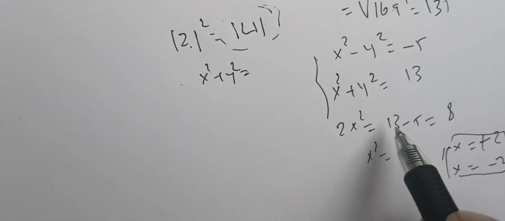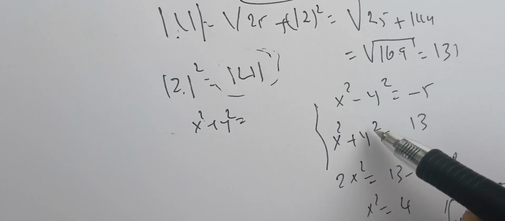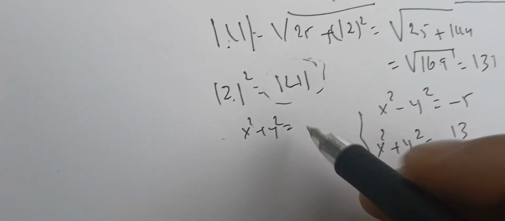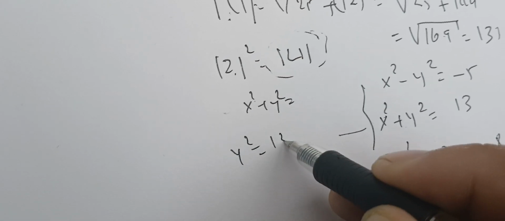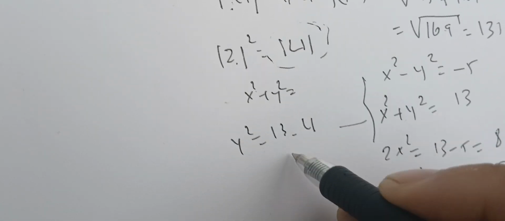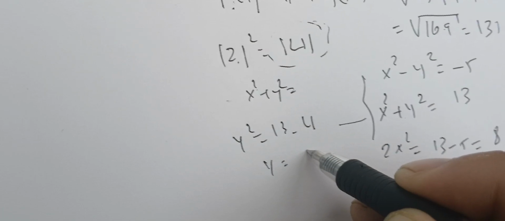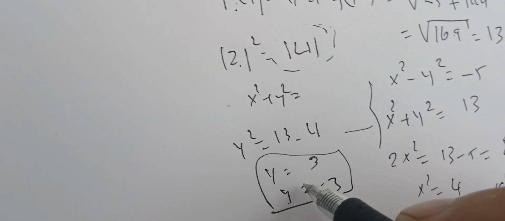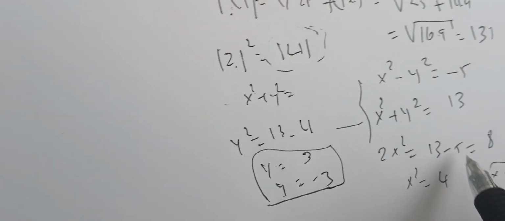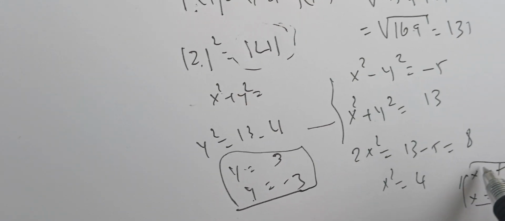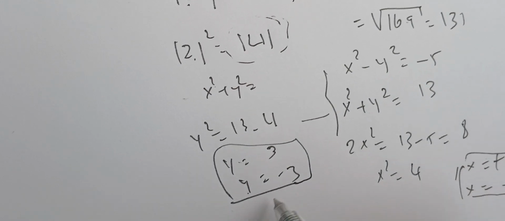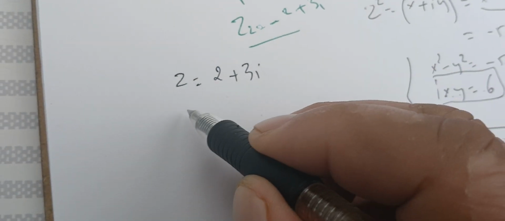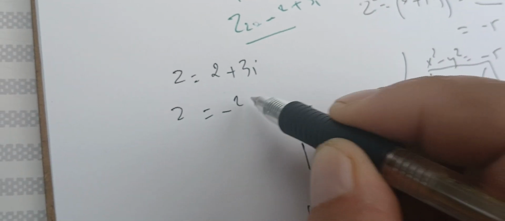I can choose either of these equations. From here, y squared is 13 minus 4, which is 9. That means y is 3 or minus 3. Therefore, I found my z. I need to pay attention that x and y have the same sign. That means when x is 2, y is 3. When x is minus 2, y is minus 3. Therefore, z is 2 plus 3i, or z is minus 2 minus 3i.